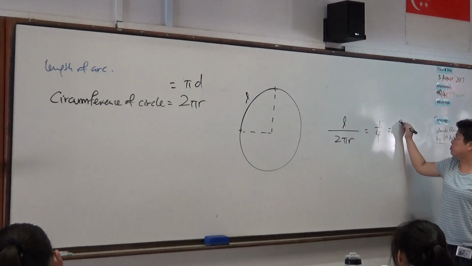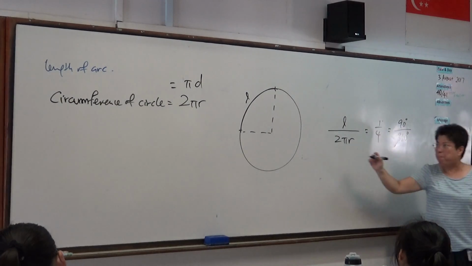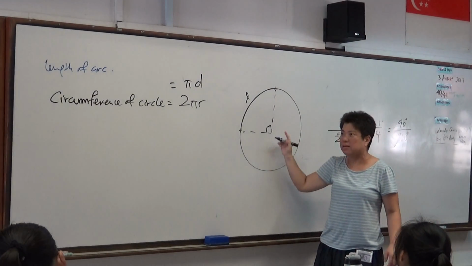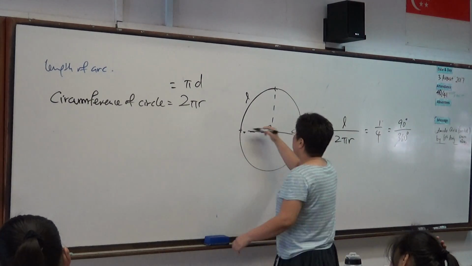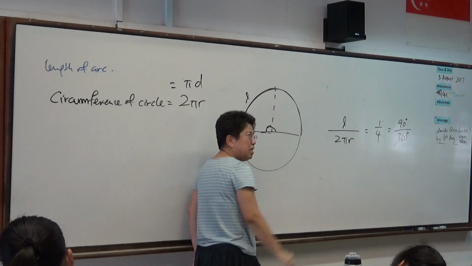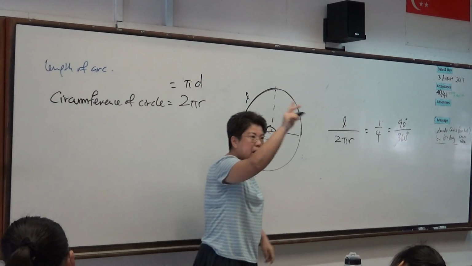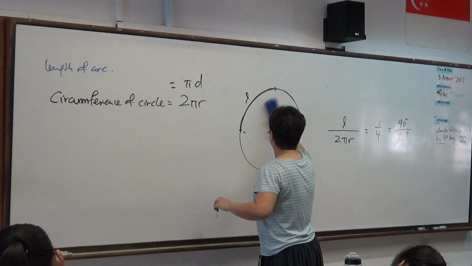Now, actually, how to get this 1/4 is actually 90 over 360, right? It's proportional to the angle at the center. Agree? That's why when you want the length of this semicircle, it's half. This is 180 degrees, right? That's why it's half. It's 180 over 360.